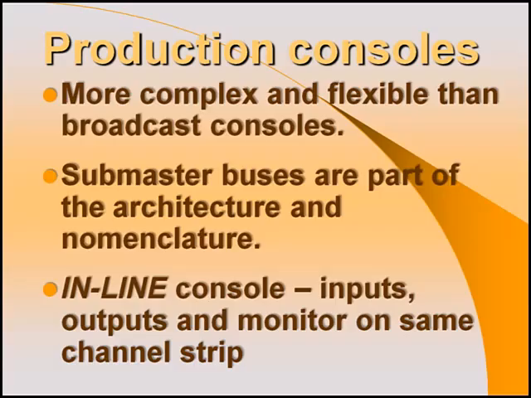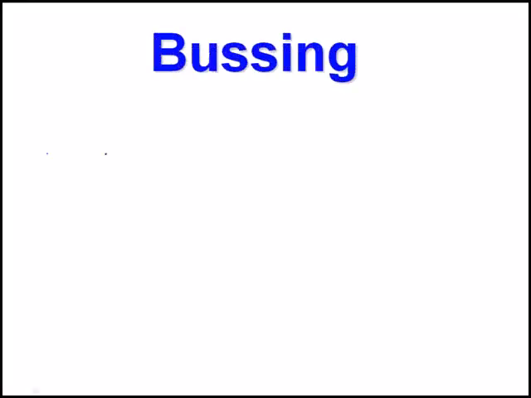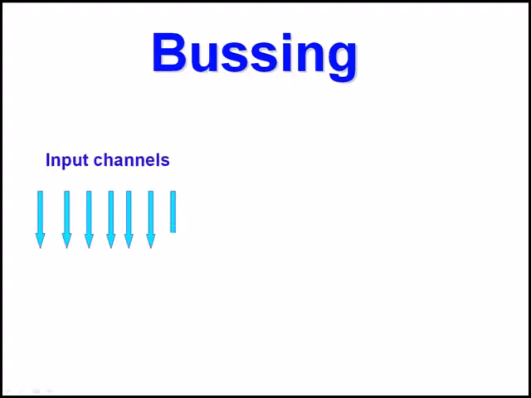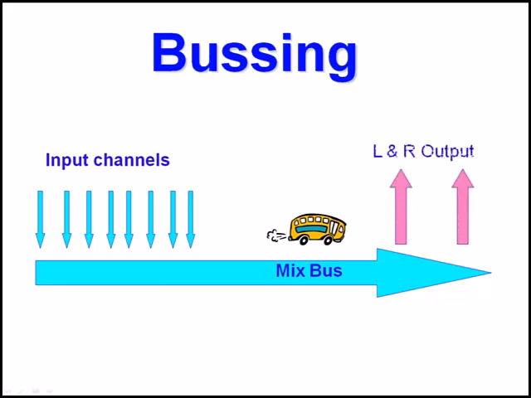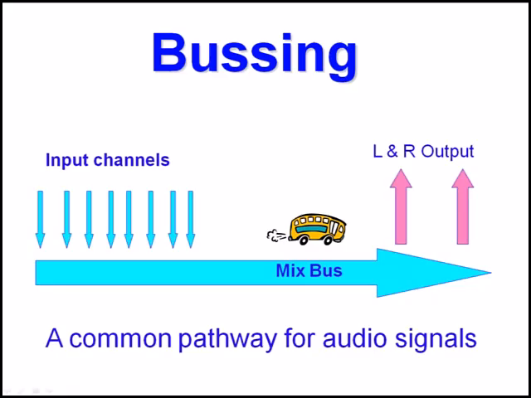Since consoles provide us the ability to mix multiple audio signals, busing is an extremely important function of a console. And very much like a real bus, where many people get on at different stops and get off at other stops, audio signals from the different input channels all get onto the same bus. Usually the main destination is the left and right stereo output of the mixing console, but there are other buses inside a mixing console. So a bus is a common pathway for audio signals.